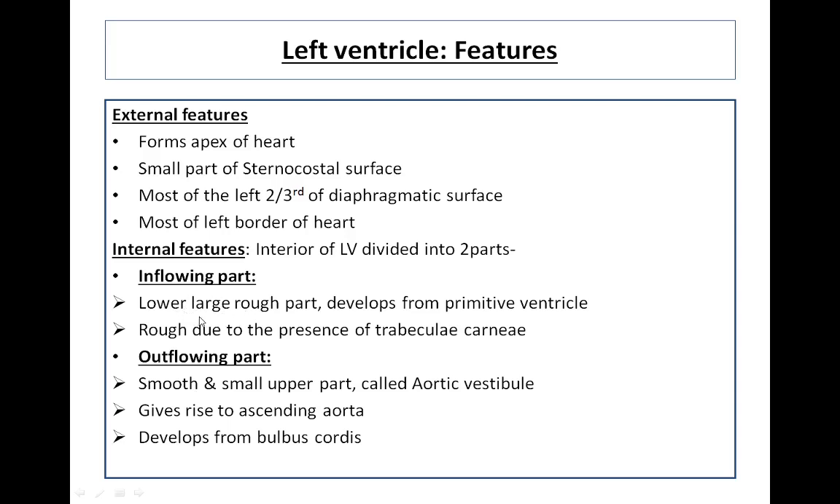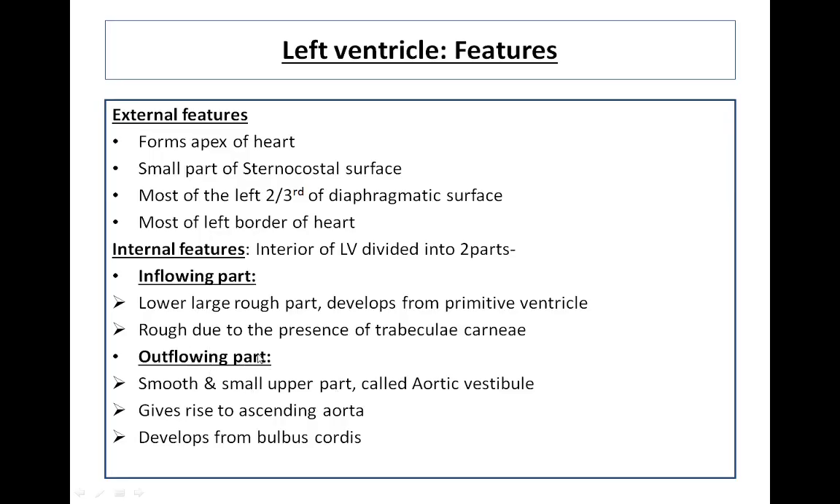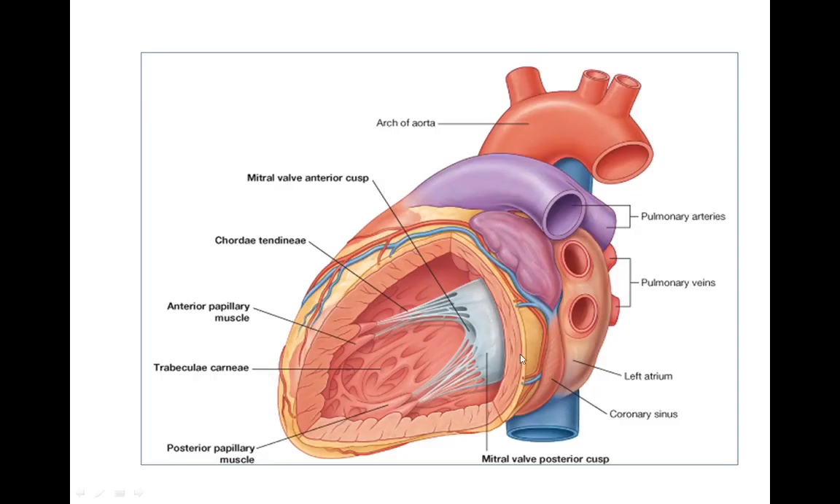The inflowing part is the lower, large part, and it is rough. Whenever there is inflowing, it is always rough. It develops from the primitive part of the heart tube, called the primitive ventricle. Rough, why? Due to the presence of trabeculae carneae. In the right ventricle also we have trabeculae carneae. See here, that is the lower inflowing part, rough due to the presence of muscular ridges. These are trabeculae carneae.